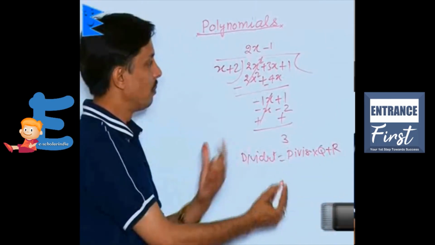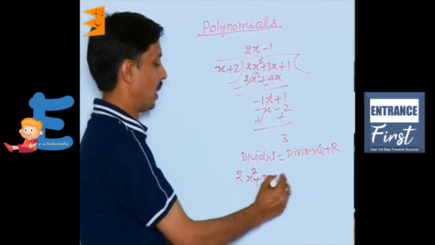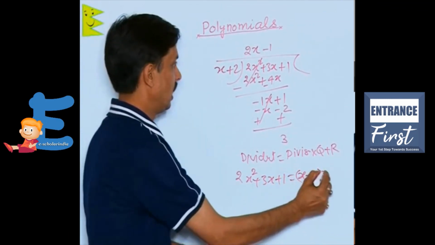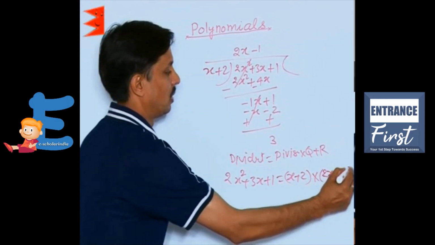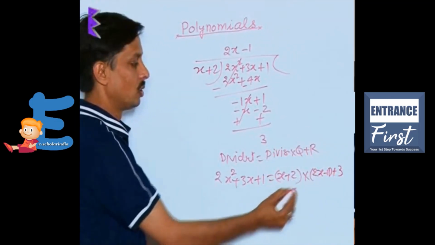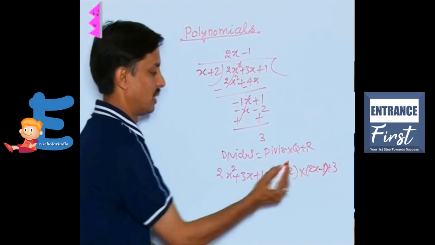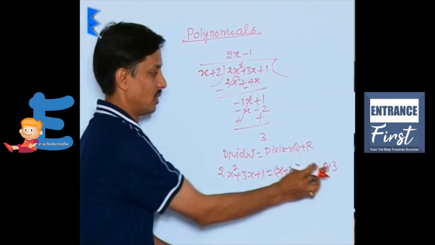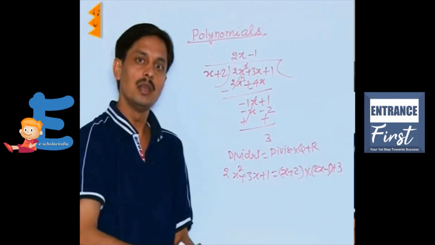So what relation must be established from here? That is 2x square plus 3x plus 1 should be equal to divisor x plus 2 into quotient 2x minus 1 plus remainder, which is 3. So we can say 2x minus 1 is the quotient, x plus 2 is the divisor, 3 is the remainder, and this is the dividend. So this relation can also be verified.